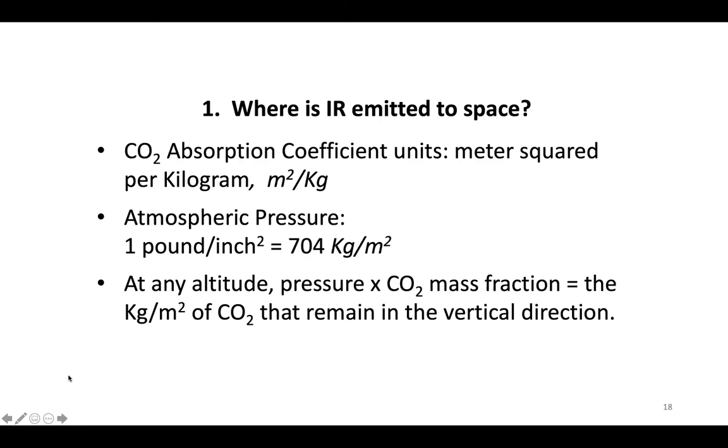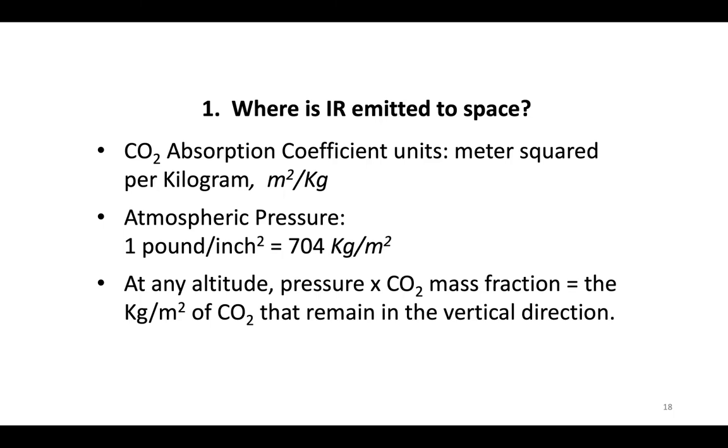Now we can address this question about where infrared is emitted to space. The carbon dioxide absorption coefficient, as we saw, has units of meter squared per kilogram, an area per unit mass. Now we know, most of us know, the atmospheric pressure, like tire pressure, is measured in pounds per square inch in English units. And pounds are like kilograms, and square inches are like square meters. So the units of atmospheric pressure are just the opposite of the units for the CO2 absorption coefficient. And if you multiplied the atmospheric pressure in kilograms per square meter by the amount of carbon dioxide there is, you would have the number of kilograms per square meter in the atmosphere above the point at which the pressure is the value that you used.